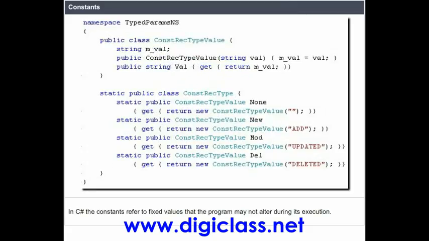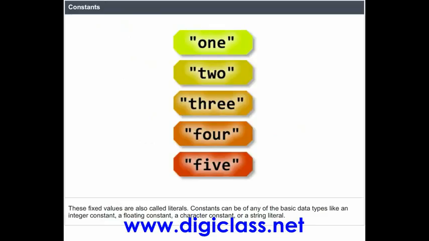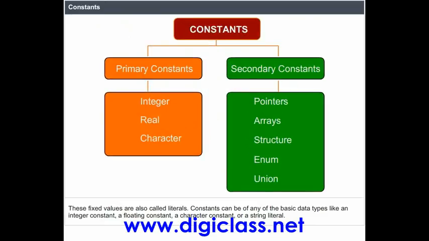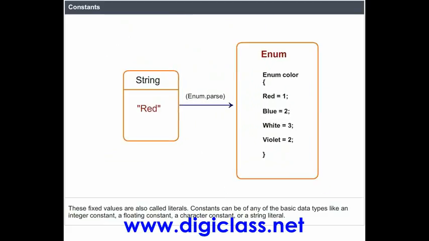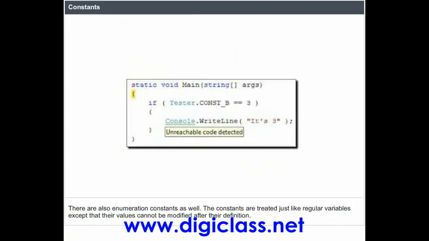Constants. In C#, the constants refer to fixed values that the program may not alter during its execution. These fixed values are also called literals. Constants can be of any of the basic data types, like an integer constant, a floating constant, a character constant, or a string literal. There are also enumeration constants as well. The constants are treated just like the regular variables, except that the values cannot be modified after their definition.